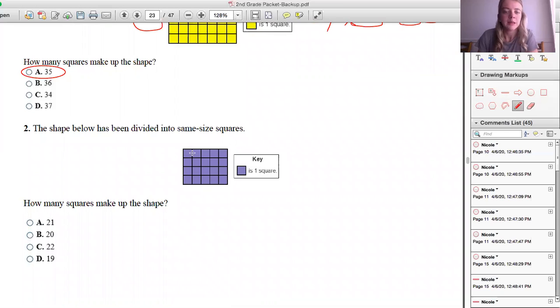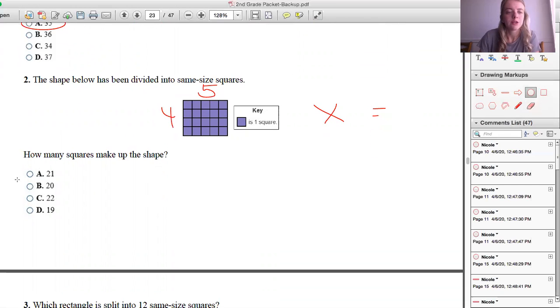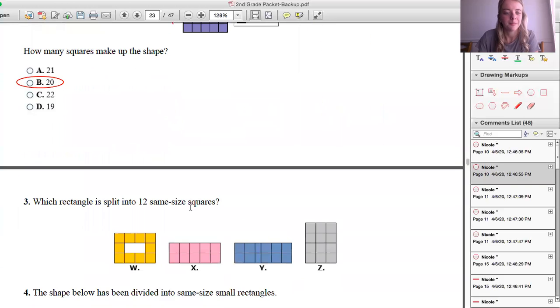All right, labeling each one of these sides. 1, 2, 3, 4, 5. 1, 2, 3, 4. You're gonna write your multiplication problem over here. When you write your multiplication problem, whoa, that line. There we go. You should have gotten 20 for your multiplication problem. 5 times 4 equals 20.